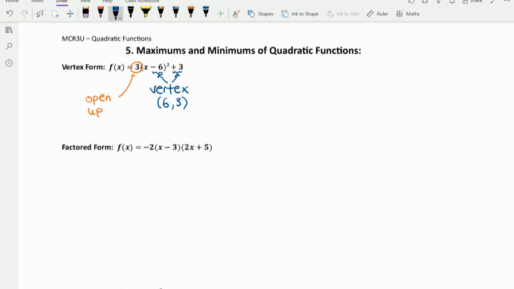You can draw a little sketch of this function. Opens up, and there's the vertex. So it has a minimum here. There is no maximum, but we have a minimum at 6, 3. So the minimum value itself would be the y value. So that's the minimum value your function can have, which is 3.